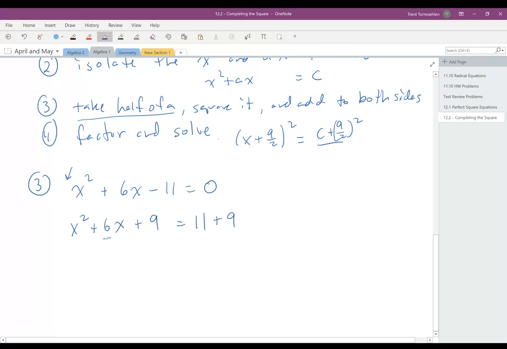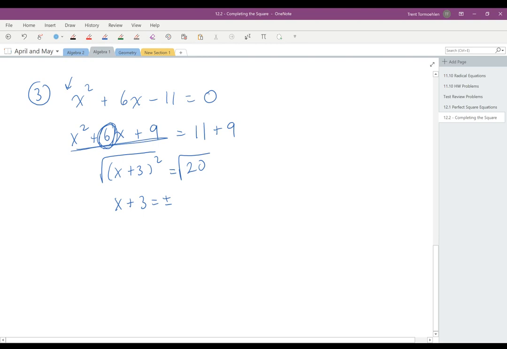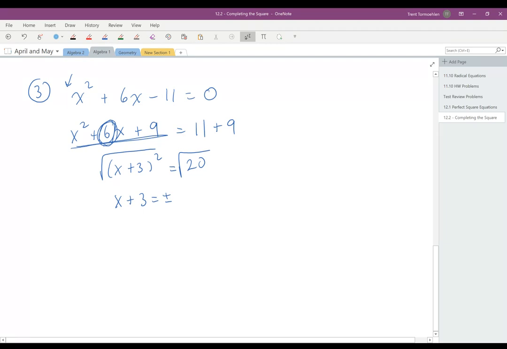And so that's going to give us then x plus 3 squared. Remember, when you factor this, it always turns out to be half of that coefficient. So x plus 3 squared equals 11 plus 9, which is 20. Take the square root of both sides. Don't forget that the square root of 20 is going to be plus or minus. Then you need to simplify if it can be simplified. 4 goes into 20, and so it's going to be 2 root 5.